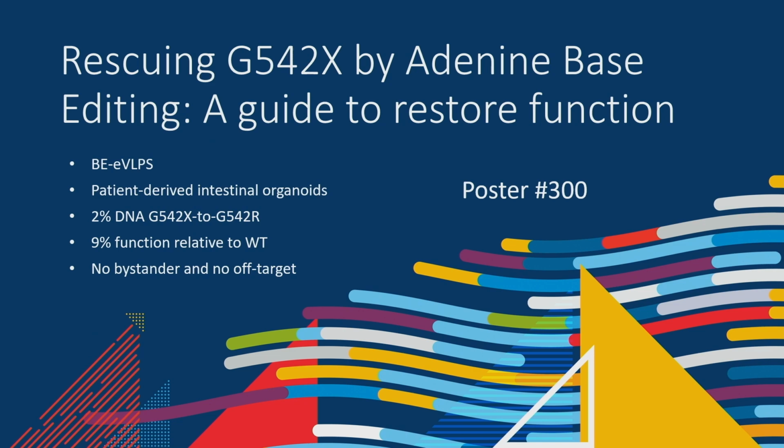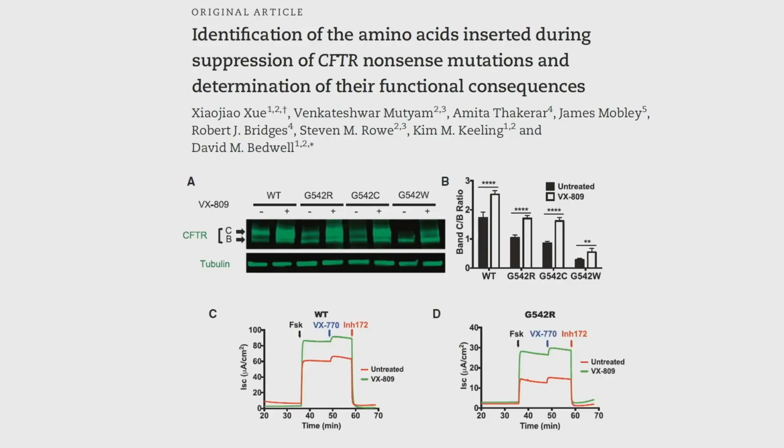Hi, nice talk. Do you have any idea how changing a G to an R at 542X changes the function of CFTR, or if it does change the function? So I should have an extra slide here. I always refer to this study from David Bedwell, which I think dates to 2017. So you're familiar with his work, I'm sure. It's on spontaneous read-through. So with G542X sometimes you have some read-through to G542R.